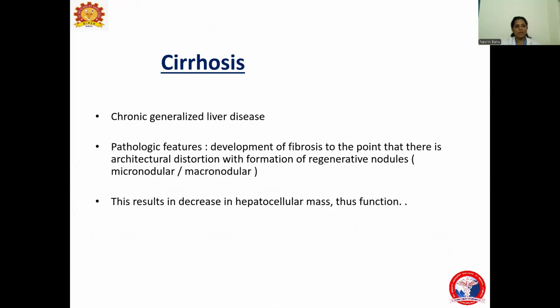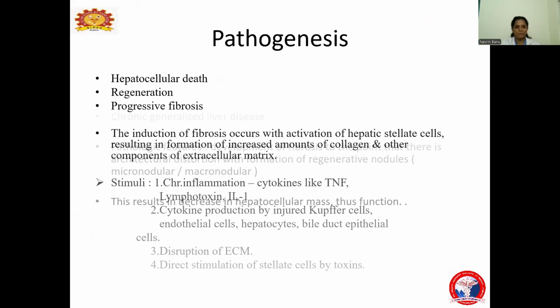Cirrhosis. Chronic generalized liver disease is called cirrhosis. The pathological features are development of fibrosis to the point that there is architectural distortion with formation of regenerative nodules, which can either be micronodular or macronodular. This results in decrease in hepatocellular mass, and therefore the hepatic function is also decreased.